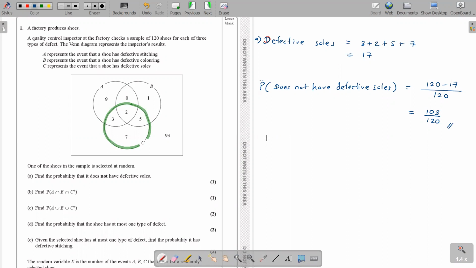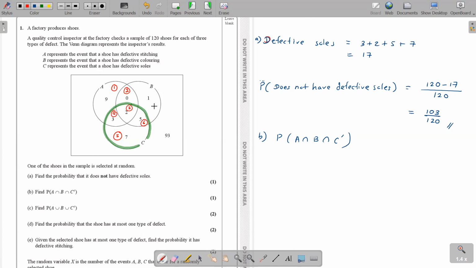Okay, next part. Find the probability of A intersection B intersection C dash. How do we find the probability of A intersection B intersection C dash? Basically, what I'll do is number the regions. Let's say this is region number 1, region 2, region 3. This is the way I'm doing it. You all can do it in any way you want.